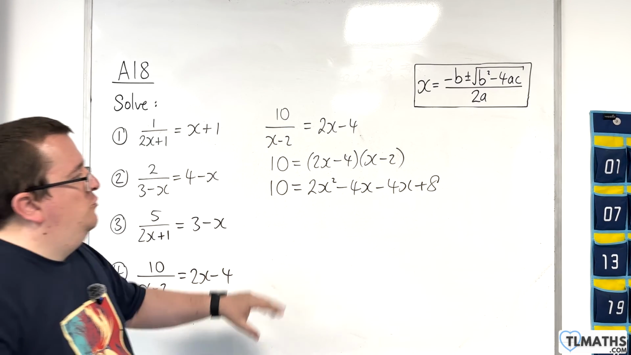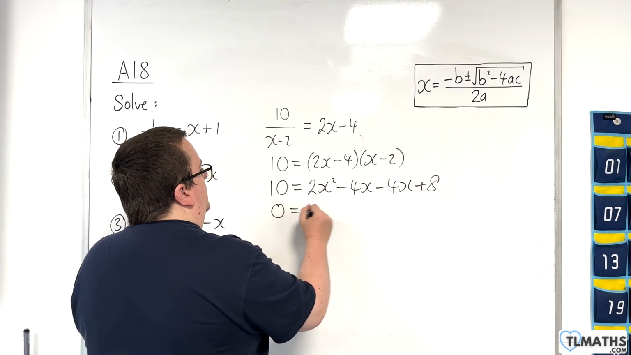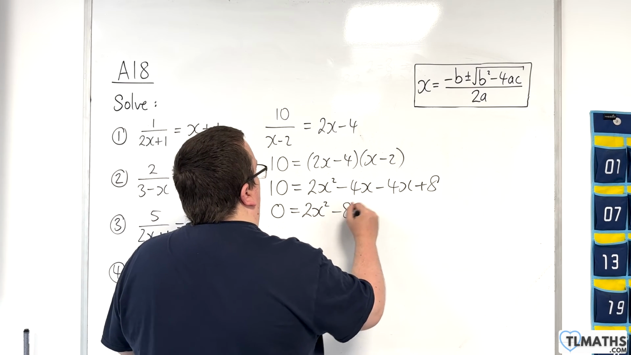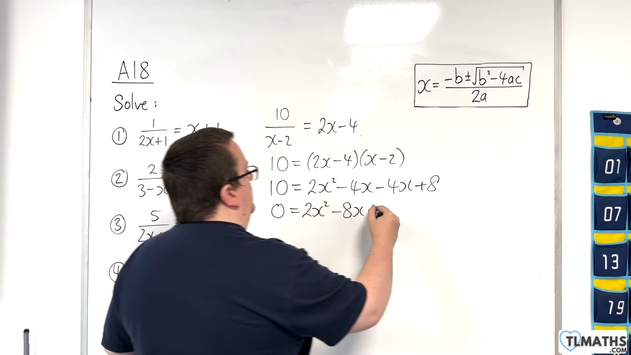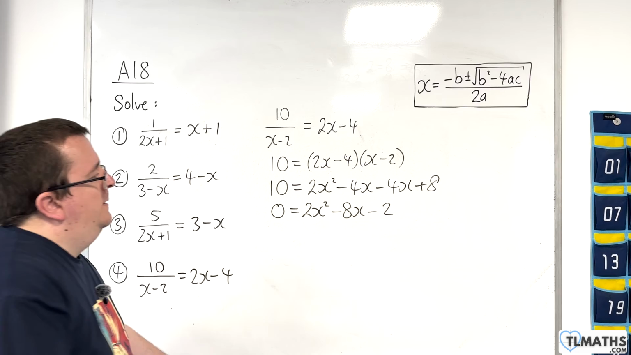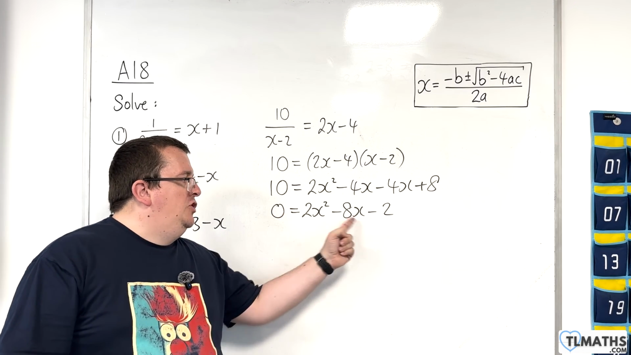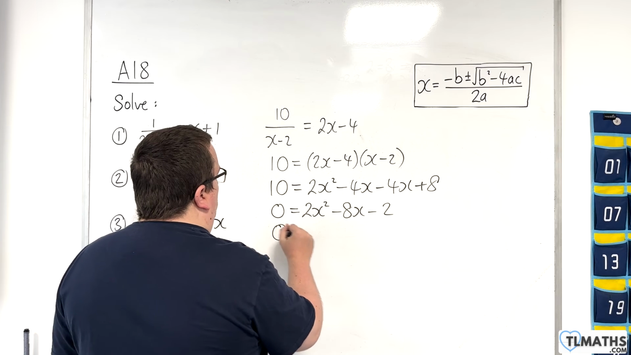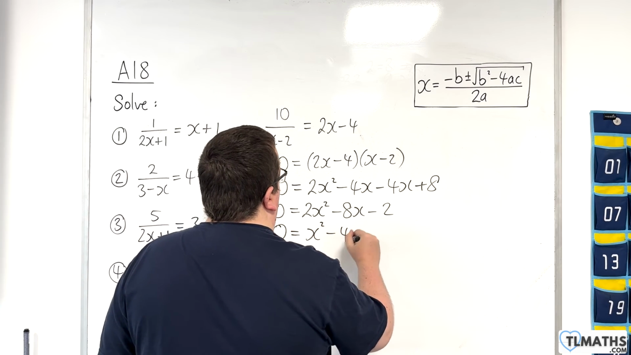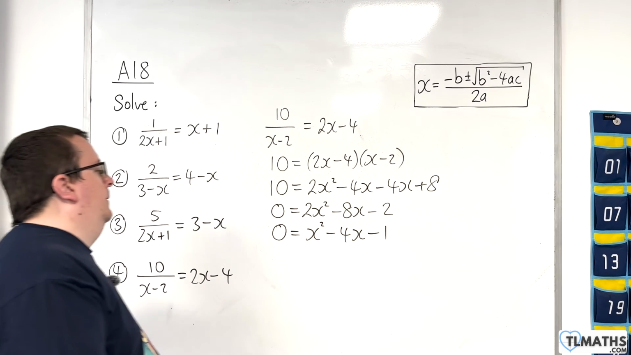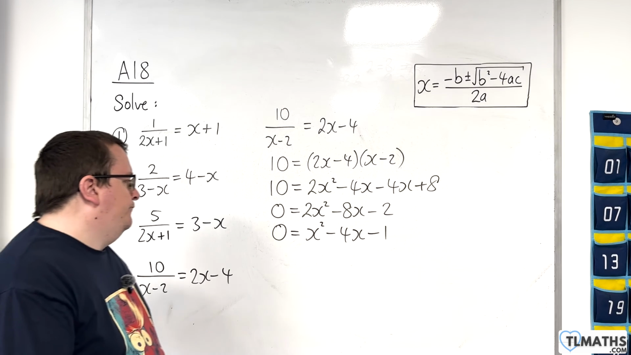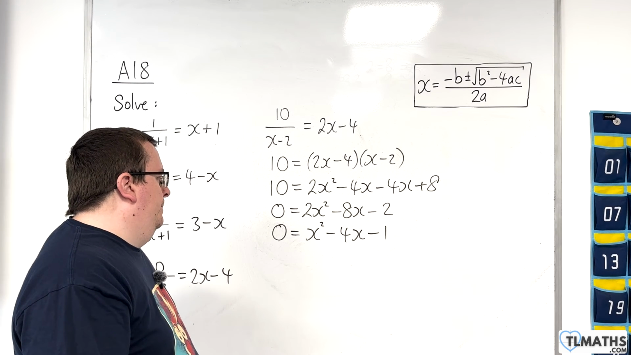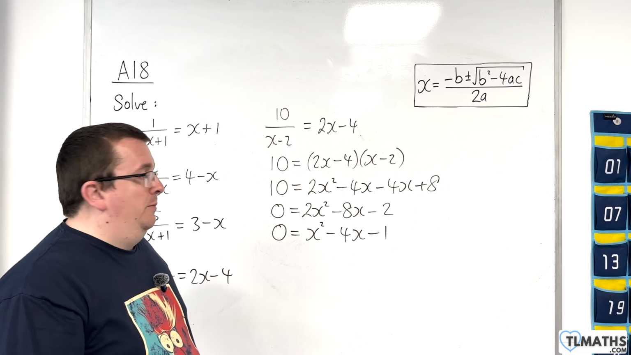Let's keep everything onto the right-hand side. So 2x squared, take away 8x, take the 10 from both sides, so minus 2. Now, each term has a common factor of 2 there, so let's divide everything through by 2. Okay. Now, I don't think that's going to factorise, I'm afraid.